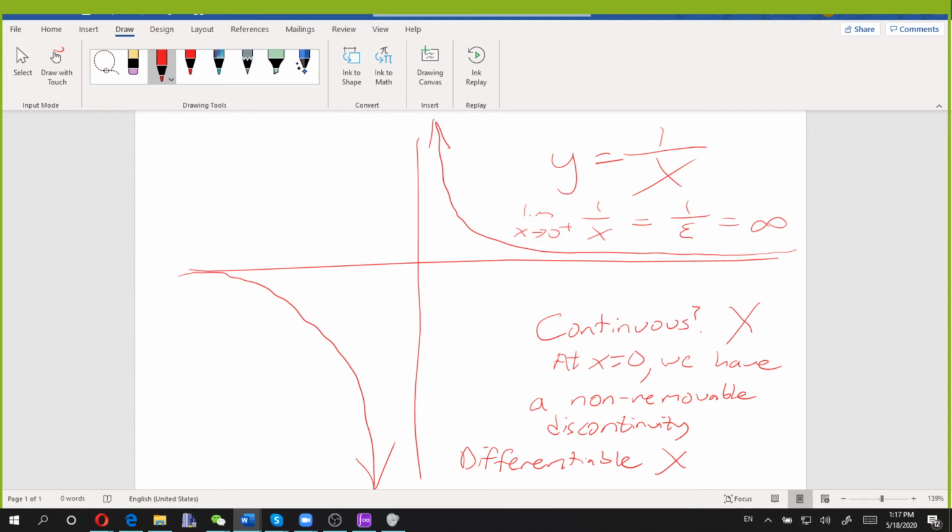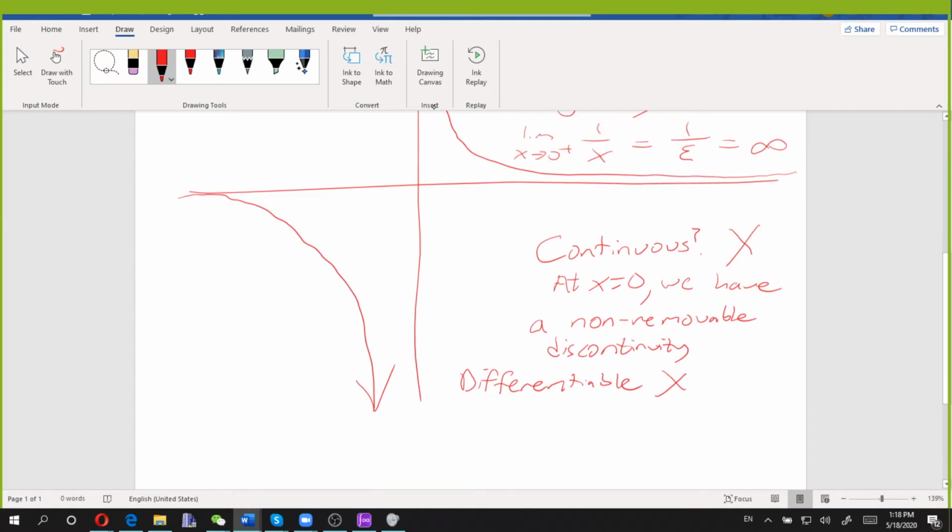Okay, my slope is pointing in two different directions. In this one, the slope is really negative, and in this one, the slope is really positive as we approach 0. So I could say it's not differentiable for two reasons. First, the limit as x approaches 0 from the left of our derivative is not the same as the limit as x approaches 0 from the right of our derivative.